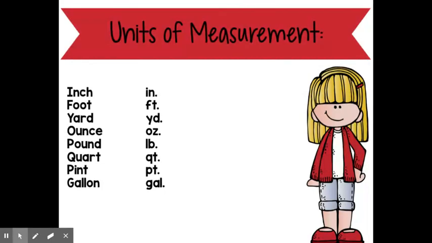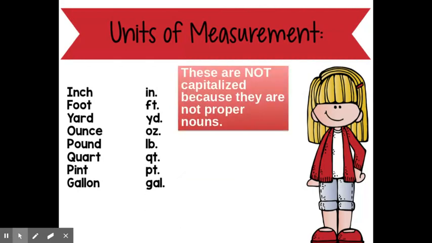And I know you guys have already done some measurement, so you probably already have used some of these abbreviations. So to abbreviate units of measurement, most of them are pretty easy or pretty obvious. Like inch is IN, foot is FT. However, I do want to point out that these guys do not get capitalized. All the other ones that we talked about this week were proper nouns. Geographical places, people's titles, addresses, things like that. But these are not, so they do not need a capital.